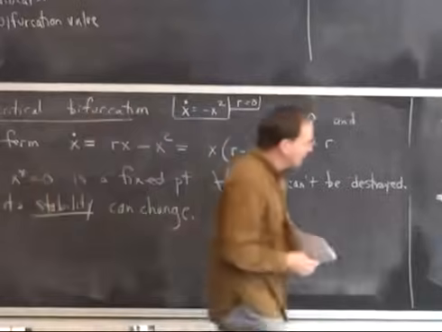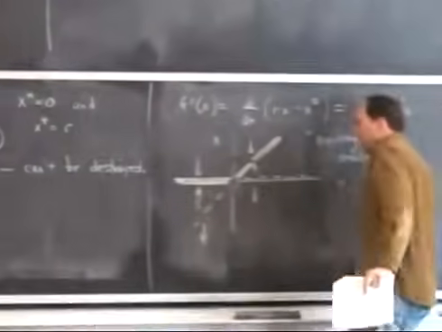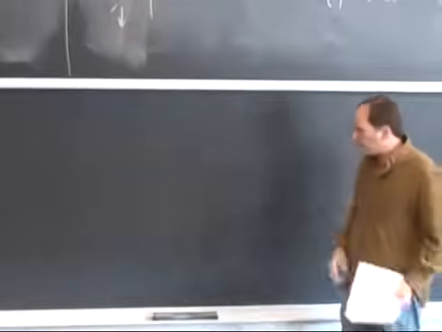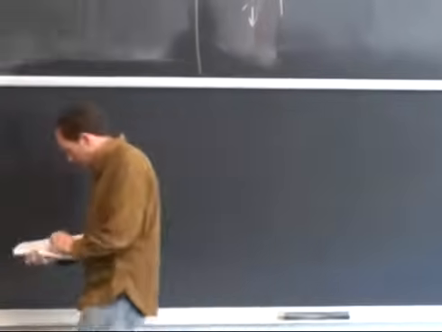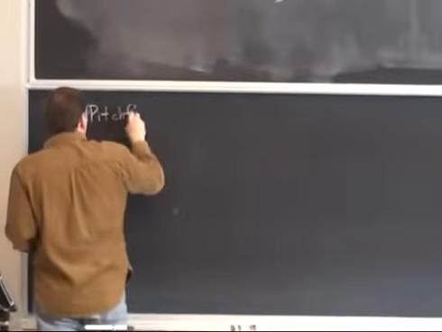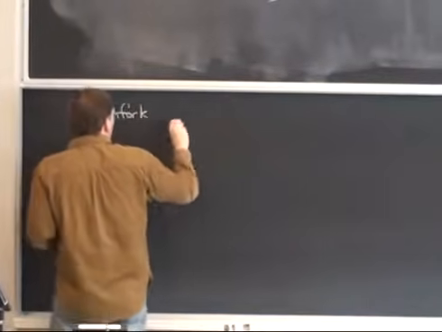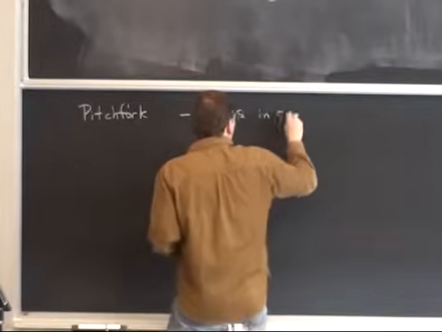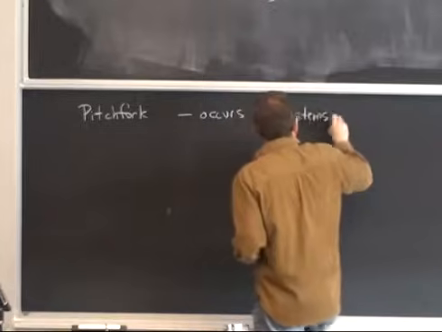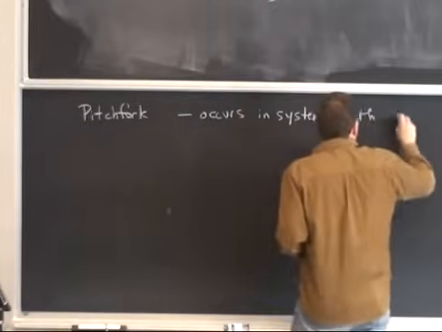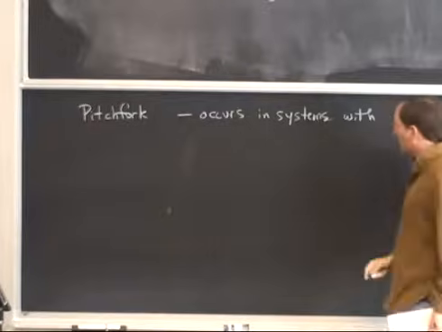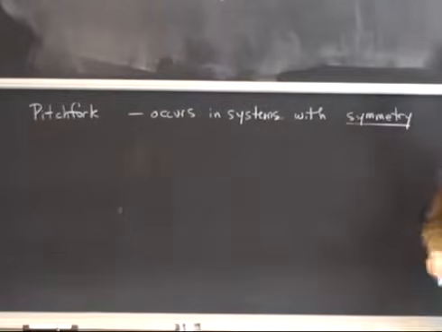Okay, let me show you the last one I wanted to mention, and then we'll pick up on scientific examples of this next time. So the last one is the pitchfork bifurcation, which tends to occur in systems with symmetry. Very frequently, the symmetry will be left-right symmetry.